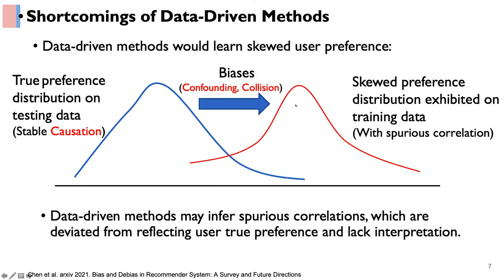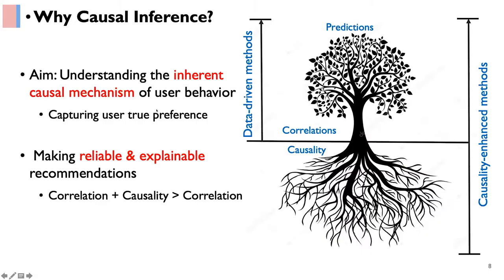So as I just introduced in the previous slide, the current data-driven recommender models, by fitting the data correlation, may learn a skewed user preference different from the true preference distribution. This is also the reason why we pursue causal recommendation.